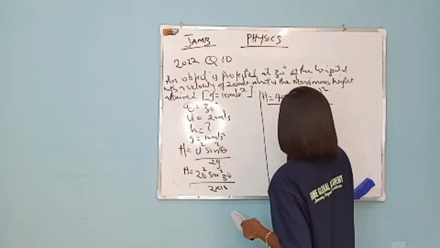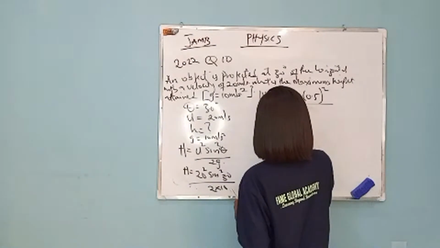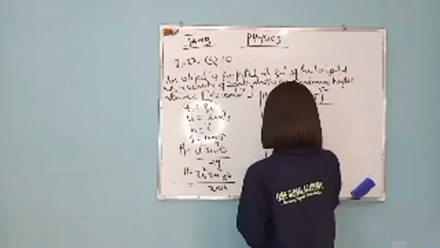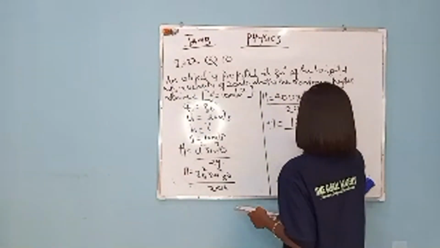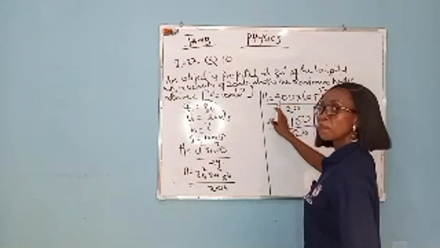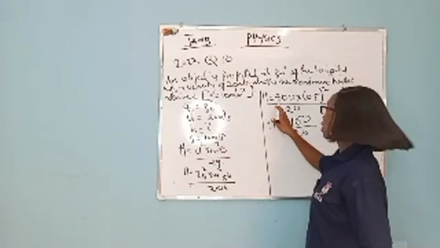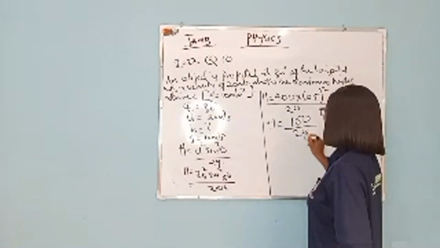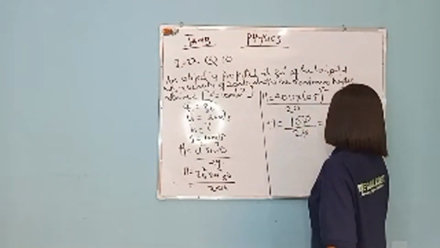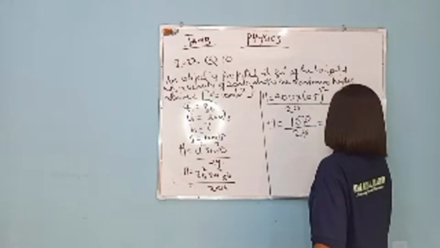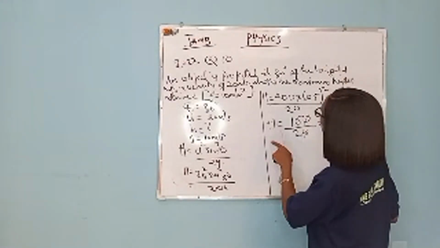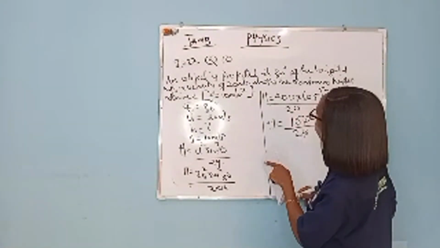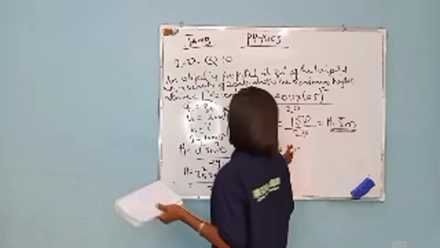We have H is equal to 400 times 0.5 squared, which is 100, all over 20. Divide by 20, I have H is equal to 5 meters, which is option number, I didn't give you options. So sorry.